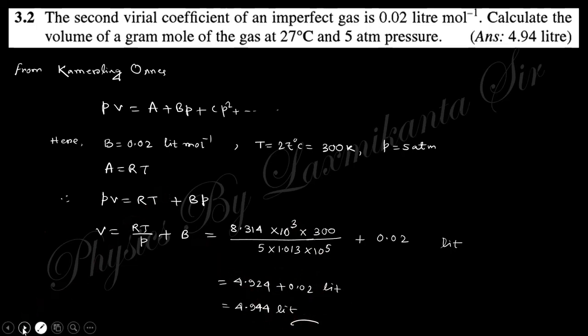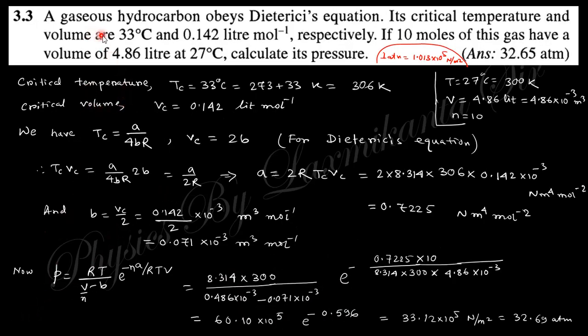Go to the next one. A gaseous hydrocarbon obeys the Dieterici equation. Its critical temperature and volume are 33 degrees centigrade and 0.142 liter mole inverse. So critical temperature and critical volume are given. If 10 moles of this gas have the volume like that and temperature, calculate the pressure.